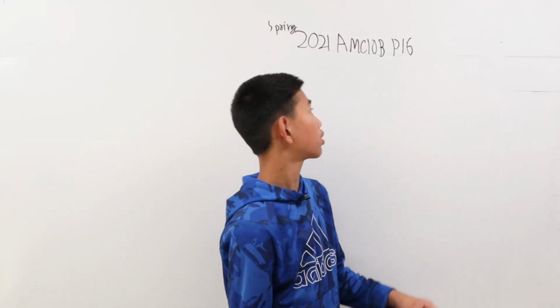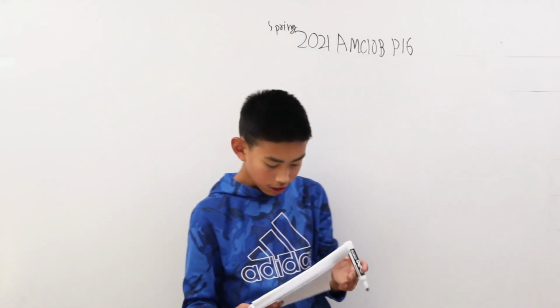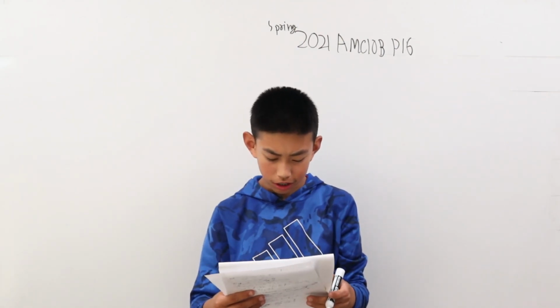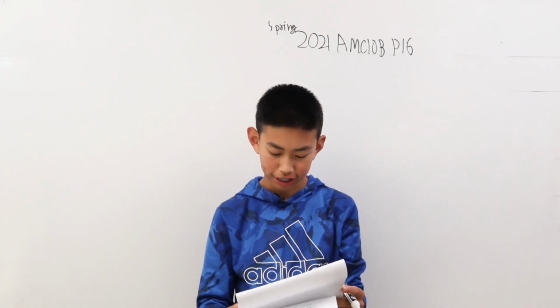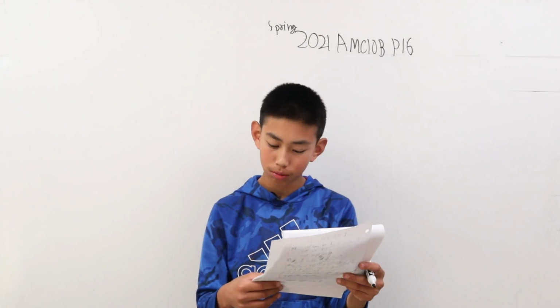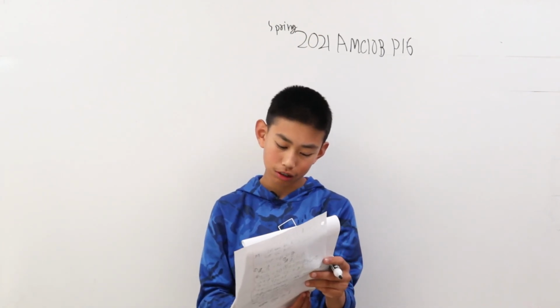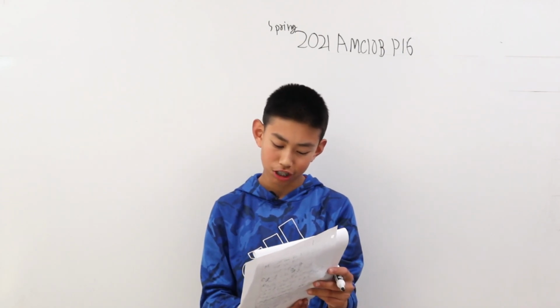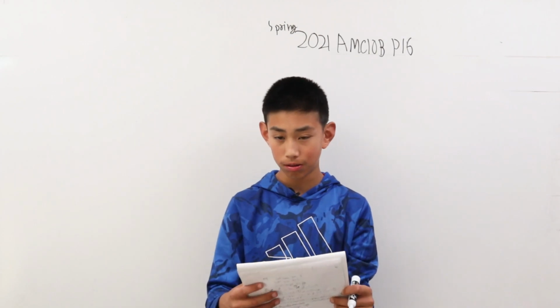Today we're solving problem 16 from the Spring AMC 10B from 2021. Call a positive integer an uphill integer if every digit is strictly greater than the previous digit. For example, 1, 3, 5, 7, 89, and 5 are all uphill integers, but 32, 12, 40, and 466 are not. How many uphill integers are divisible by 15?